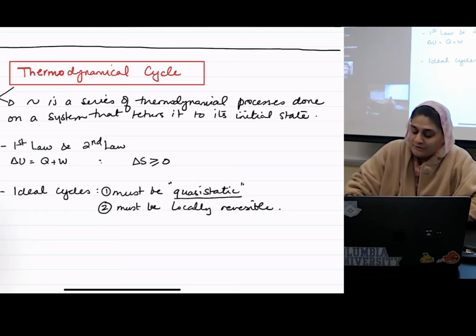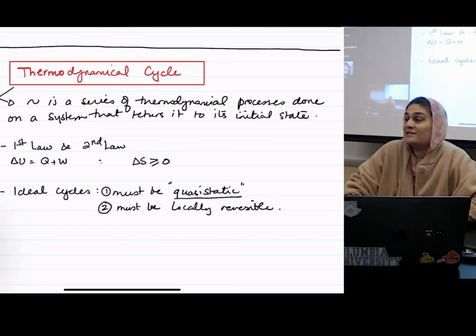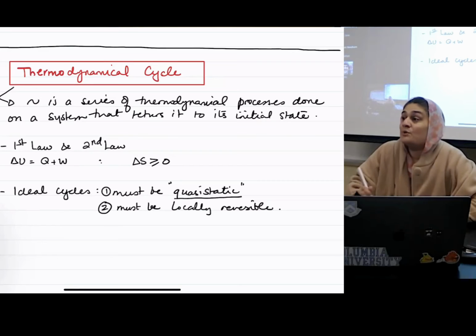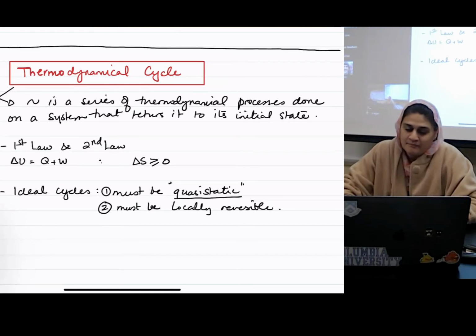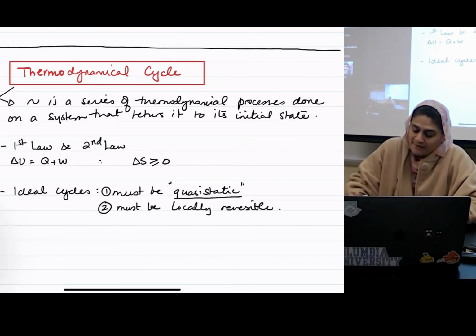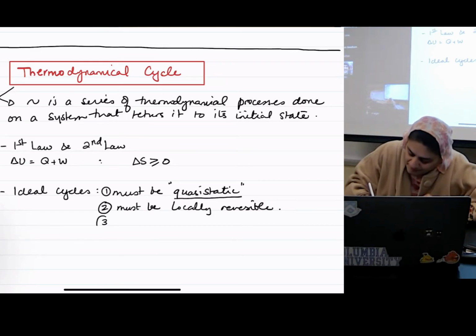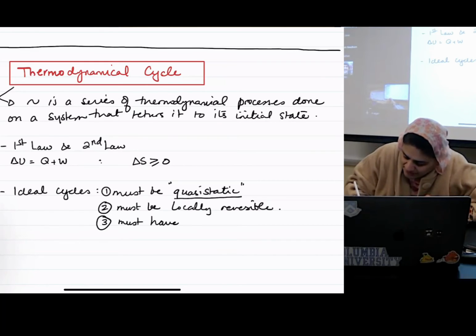Okay. Also, ideal cycles, do they exist in real life? Right? So we will study them for ideal cycles and then we will figure out how wrong we were. Good? Okay. And also number 3, they must have no drag or friction.